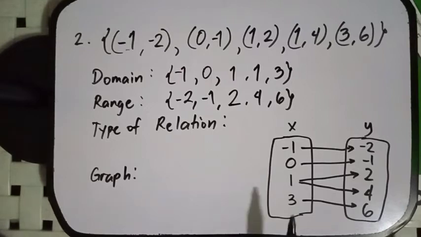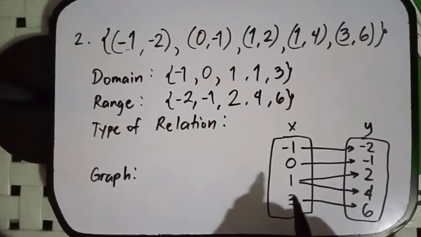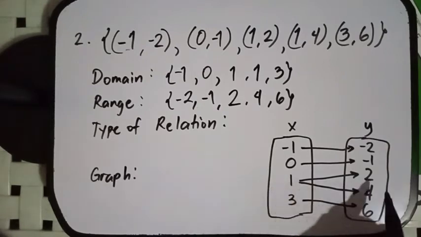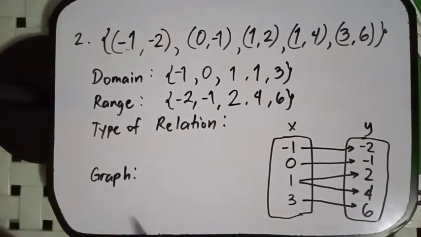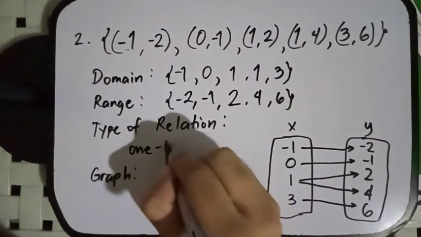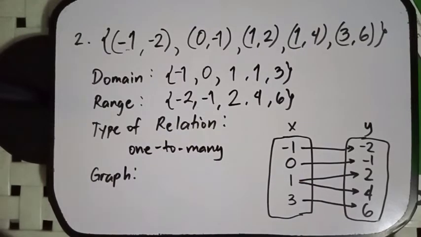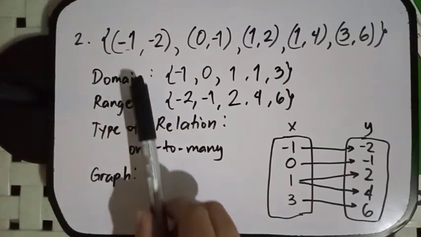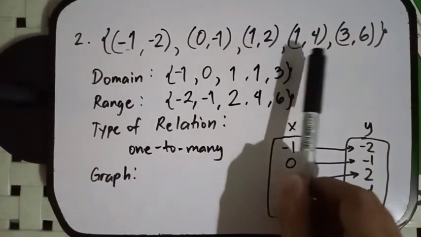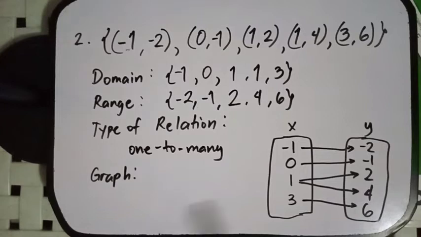So, ang type ng relation na ito ay 1 to many sapagkat yung isang value of x ay nakapares sa dalawang values of y. So, ang tawag dito ay 1 to many. Ayan. And then, sa graph, ipa-plot natin syempre lahat ng ordered pairs na nasa relation. Okay?